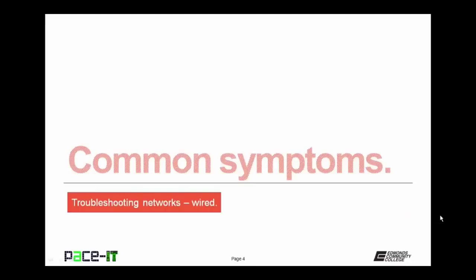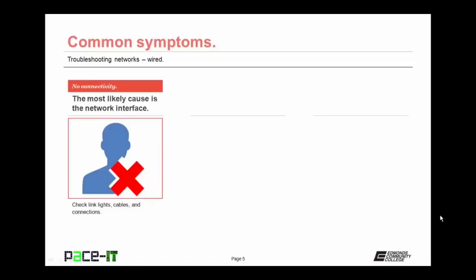And of course, we're going to begin with common symptoms. The first symptom that we're going to talk about is when you have no connectivity. In that case, the most probable cause is with the NIC, the network interface card. You should check your link lights, cables, and connections to help determine what caused the no connectivity symptom.